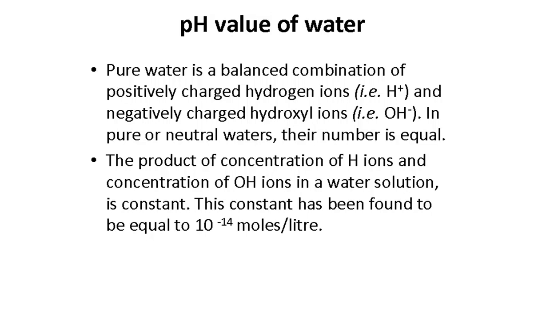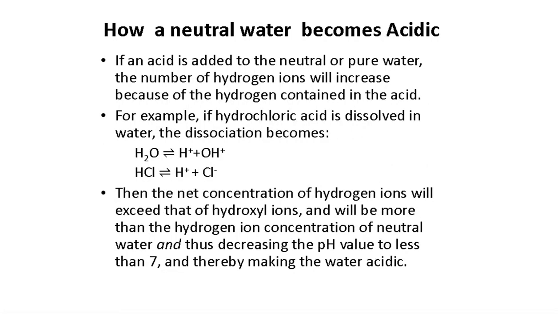Pure water is a balanced combination of positively charged hydrogen ions, H+, and negatively charged hydroxide ions, OH-. In pure or neutral water, their numbers are equal. The product of the concentration of H ions and the concentration of OH ions in a water solution is constant. This constant has been found to be equal to 10 power minus 14 moles per liter.